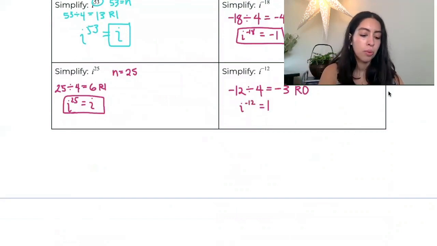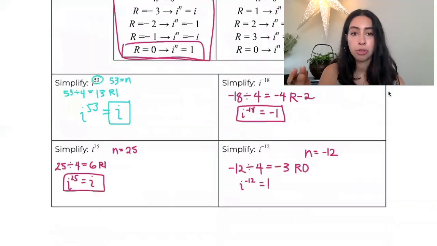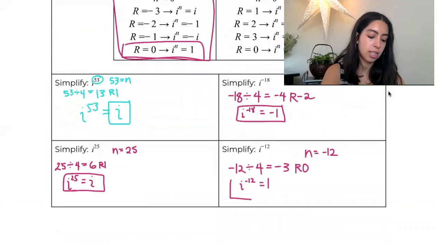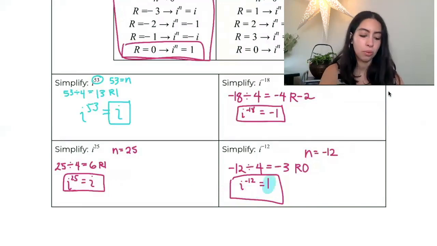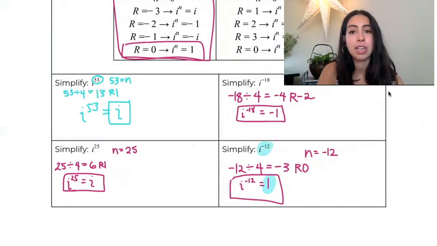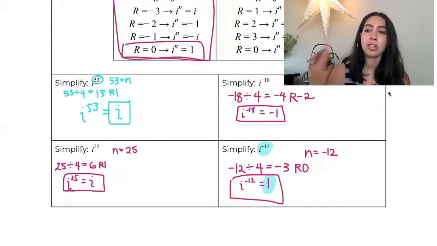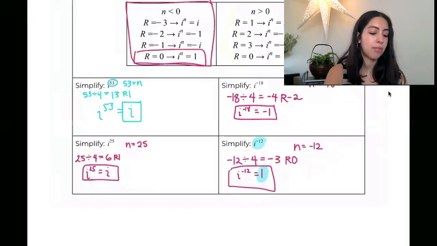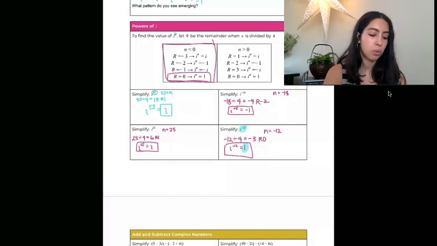So why would this be helpful to know how to do? The biggest thing is we're simplifying, right? The directions literally say to simplify. It's a lot nicer to work with the number 1 in this case than it would be to work with i to the negative 12. I think we can all agree on that. So that is why we want to know how to simplify this, so that we can have easier numbers to work with.